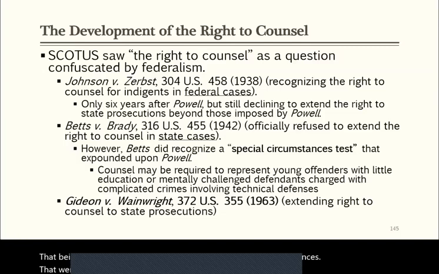Right, so basically what the court said is counsel may be required to represent young offenders with little education or mentally challenged defendants with complicated crimes involving technical defenses. And so this is the special circumstances. They finally tell us exactly what the circumstances are. Again, somebody who's young, little education, mentally challenged, and they're charged with a complicated crime involving a technical defense. So we're talking very, very limited circumstances, right? There's special circumstances. That goes all the way to Gideon v. Wainwright, 1963.